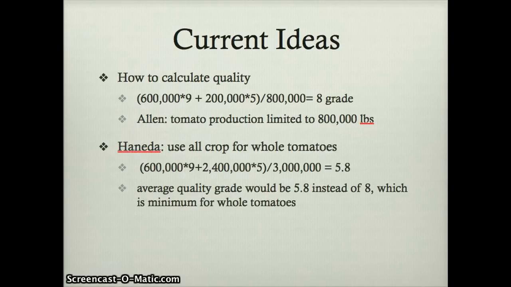Here are some of the current ideas that management has come up with to solve the problem. Allen correctly states that whole tomato production is limited to 800,000 because that is the maximum number that can be produced with the current tomato order while maintaining the required quality grade of 8 for whole tomatoes. Haneda's suggestion to use the whole crop for whole tomatoes is a poor one because the whole tomatoes need to have an average quality grade of 8. With the current order of tomatoes, the average quality is 5.8, which is significantly lower than the required 8 for whole tomatoes.